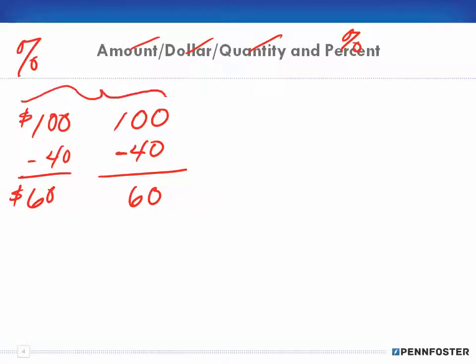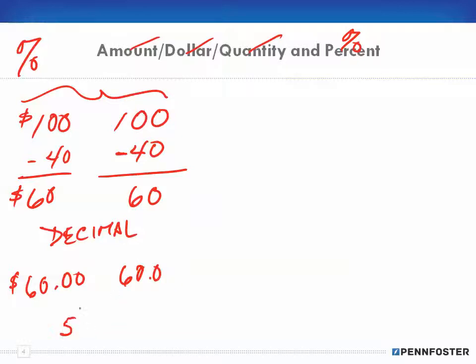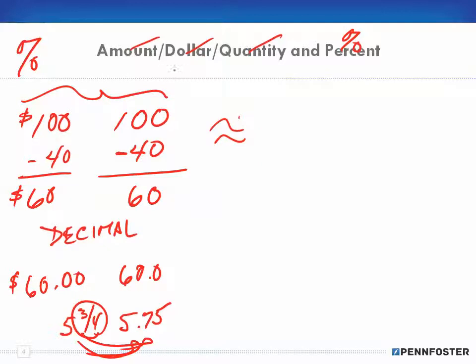Now these are decimal numbers, I mean, dollars are, $60.00. Or this is a whole number, 60.0 as a quantity. And even if we have fractions like 5 and 3/4, we can convert the 3/4 into 5.75. You learned how to do that in previous chapters, but basically these are whole numbers. Now, I said there is this relationship between amounts, dollars, quantity, and percents.